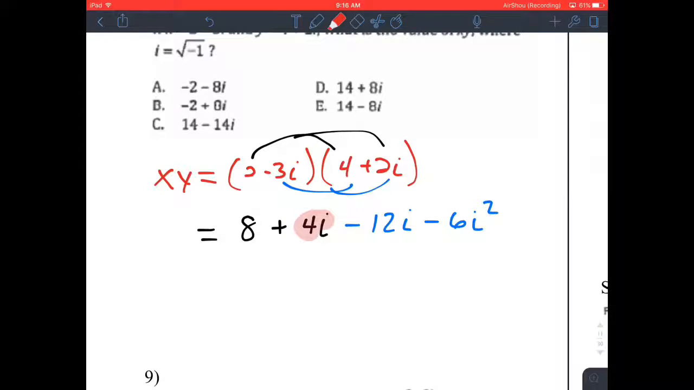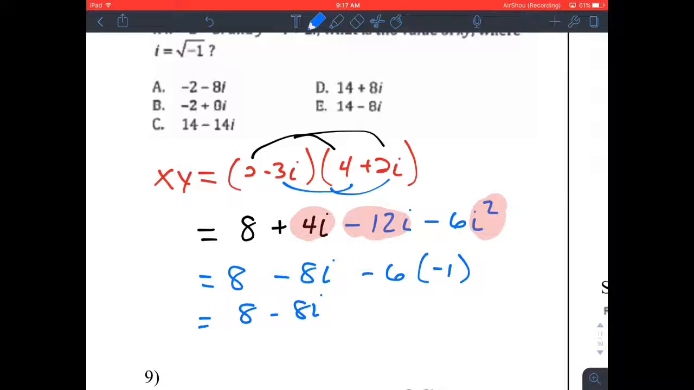We're going to combine like terms. 4i minus 12i is negative 8i. And over here, i squared is negative 1. That's a fact that you need to know. Negative 6 times negative 1 is a plus 6. If we then combine the like terms of 8 and a plus 6, we get 14 minus 8i, which is answer E.